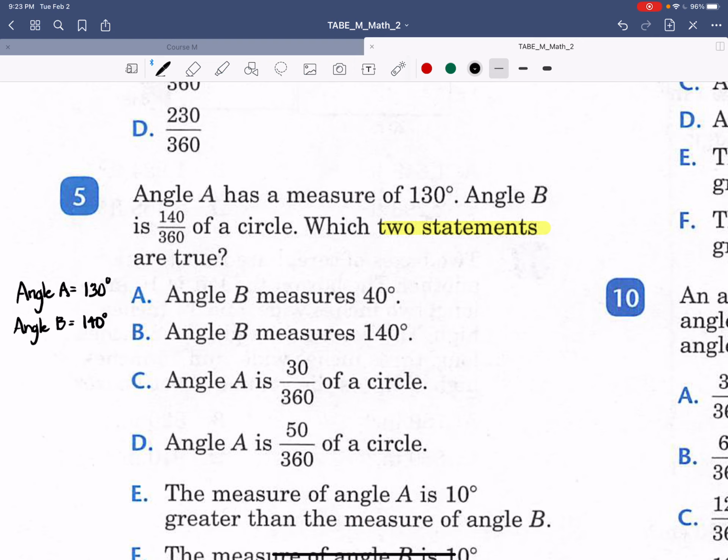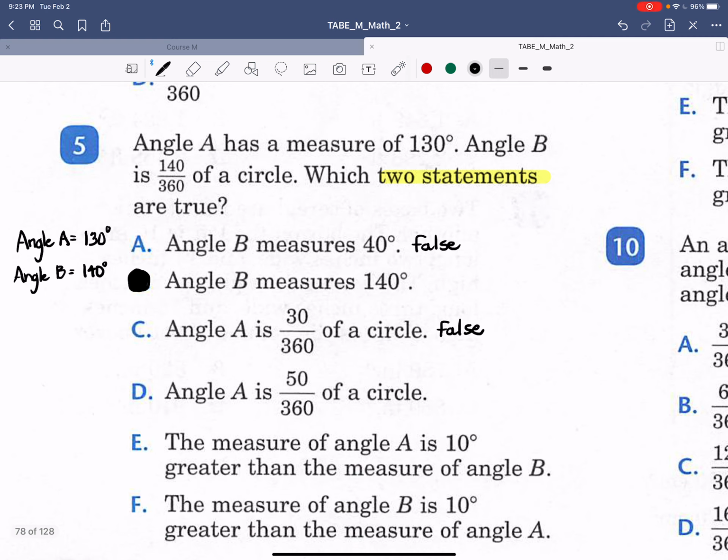Angle B measures 40 degrees. That is false. Excuse me. Angle B measures 140 degrees. That is true. Angle A is 30 parts of a circle. That's not true. It's 130 parts of a circle. Angle A is 50 parts of a circle. That is not true.